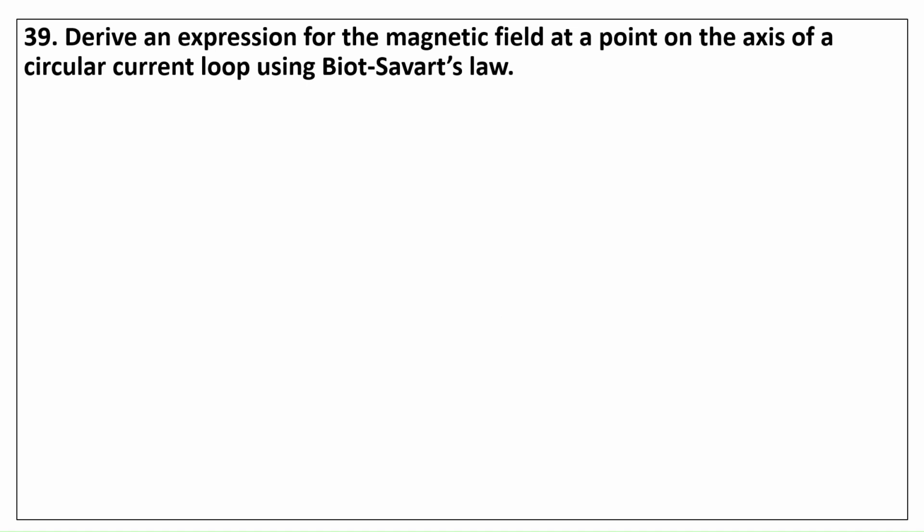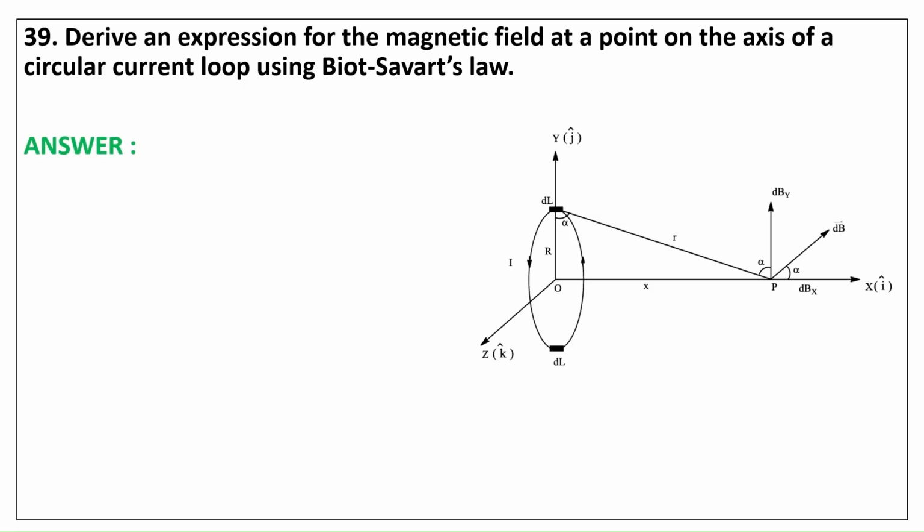39. Derive an expression for the magnetic field at a point on the axis of a circular current loop using Biot-Savart's law. Answer.